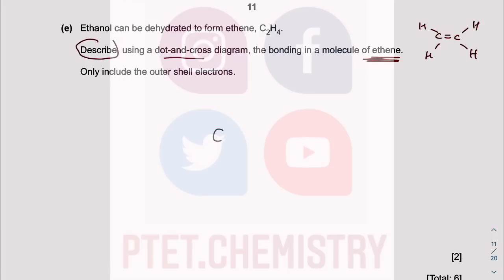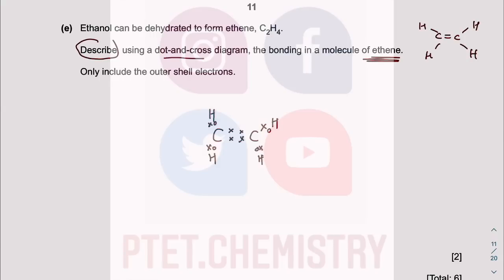So if I draw the dot and cross, it will be cross, cross, cross, cross. That represents a double bond, 1, 2. 1 covalent bond, 2 covalent bond. Okay, and then I'll have dot cross hydrogen, dot cross hydrogen, dot cross hydrogen, dot cross hydrogen. What have I done? I have not included inner shell electrons. These are all the outer shell electrons. Carbon is in group 14 or group 4 as you would know it in O level. 1, 2, 3, 4. This carbon, 1, 2, 3, 4. The hydrogen is just one outer shell electron, okay?